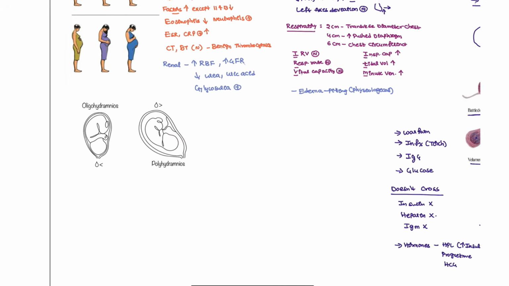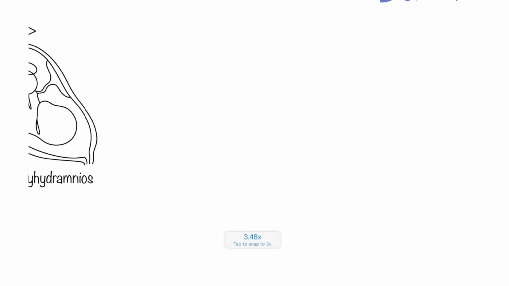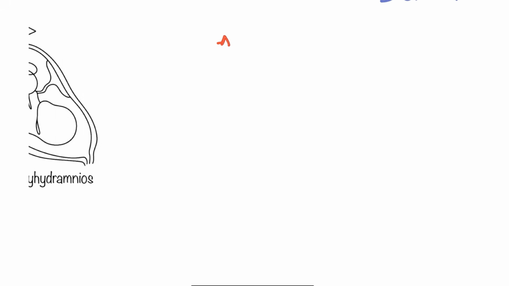These are the points that you have to remember. Next, moving on to the oligohydramnios. So what is meant by oligohydramnios and polyhydramnios? They are about the amniotic fluid, how much amniotic fluid the growing baby will be consisting of.